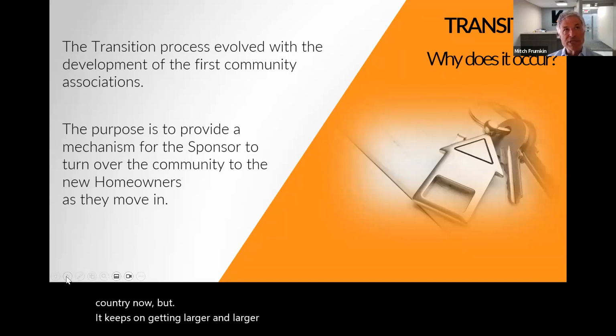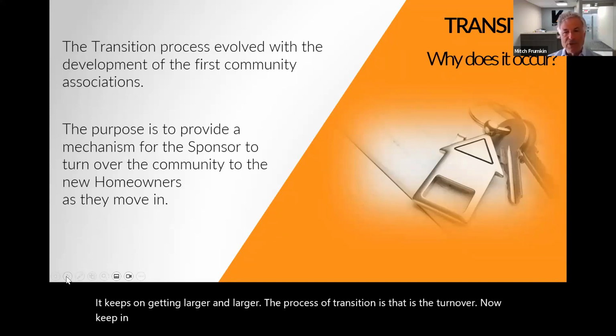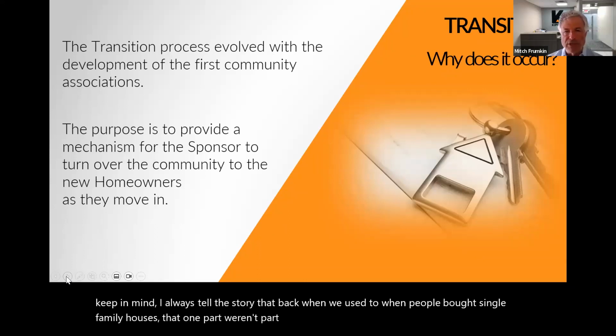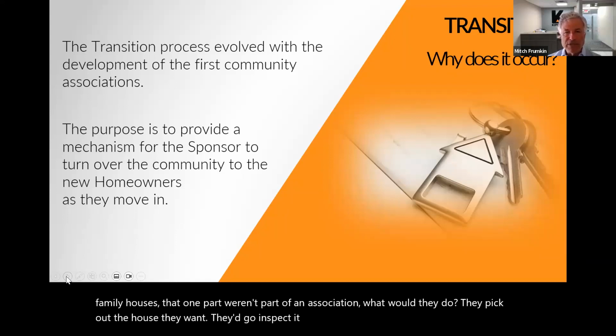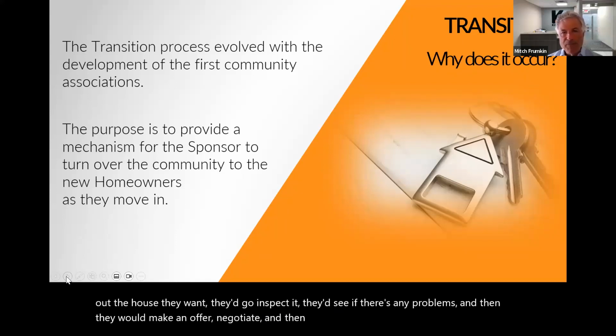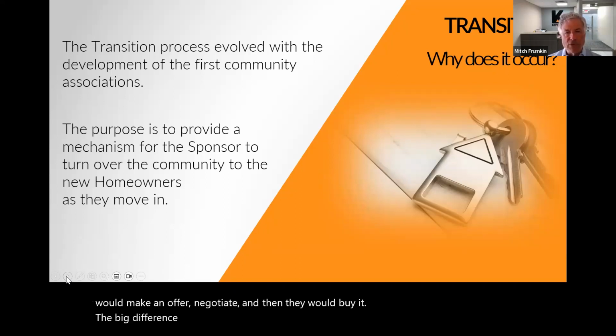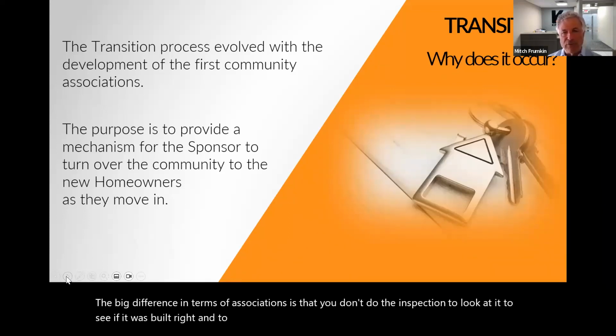The process of transition is the turnover. Now, I always tell the story that back when people bought single family houses that weren't part of an association, what would they do? They'd pick out the house they want, they'd inspect it, see if there were any problems, then make an offer, negotiate, and then buy it. The big difference with associations is that you don't do the inspection to see if it was built right and negotiate until after you've already bought into the community. And that's the turnover process.